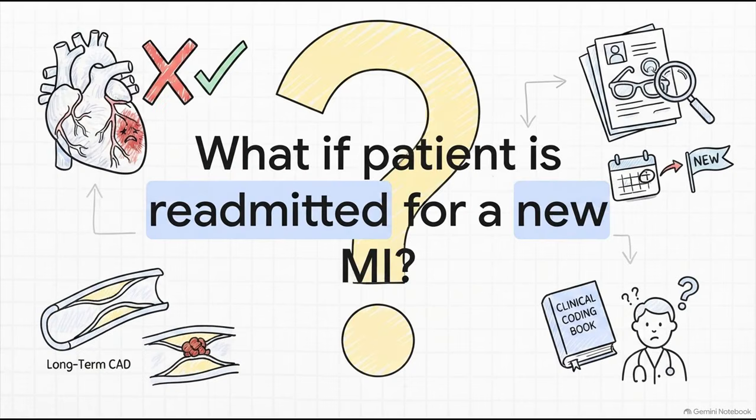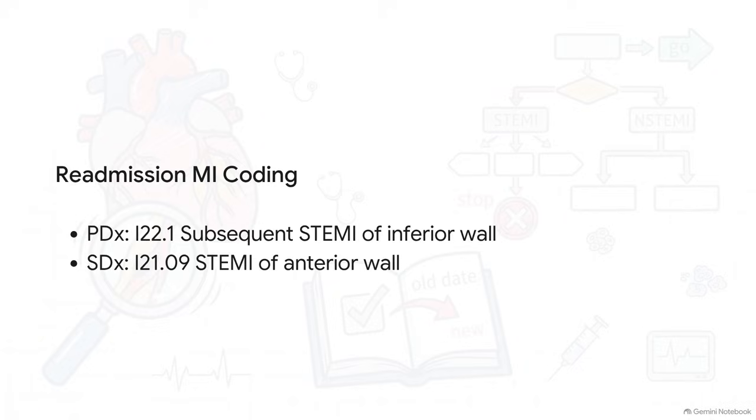So why do external auditors absolutely love to flag charts where CAD is mistakenly sequenced before an acute MI? It really comes down to a fundamental misunderstanding of the rules by clinical staff, who naturally tend to focus on the long-term disease process rather than the acute presentation. The rationale here is clear-cut. The acute MI is the immediate, emergent condition that required inpatient care right then and there.